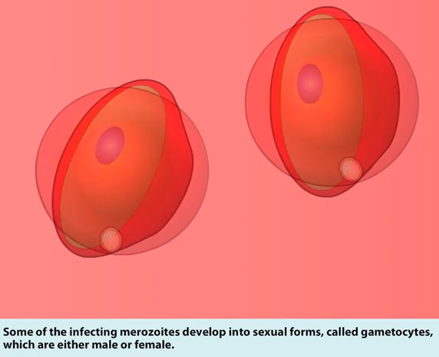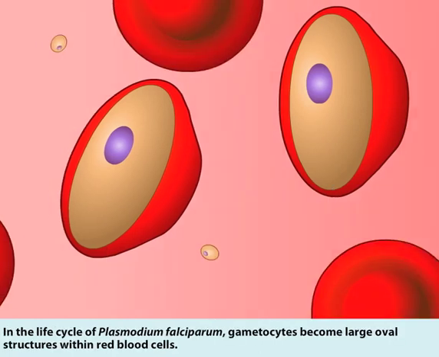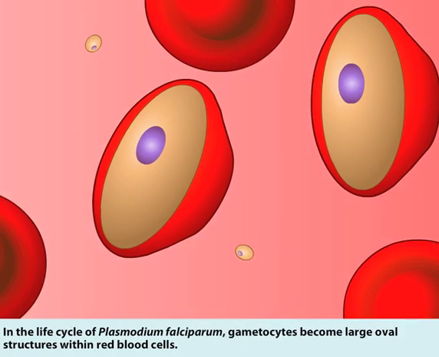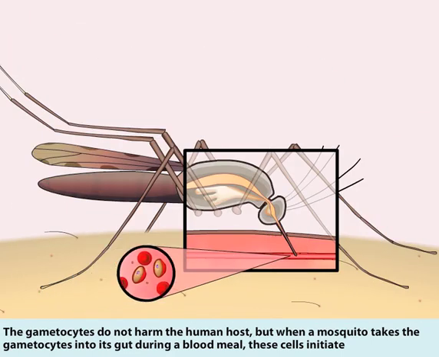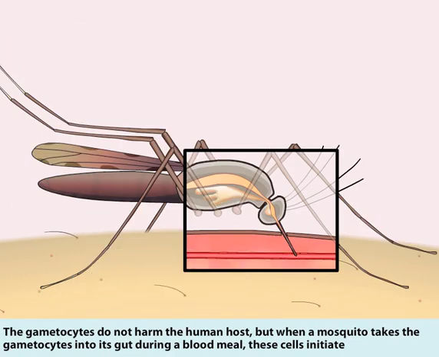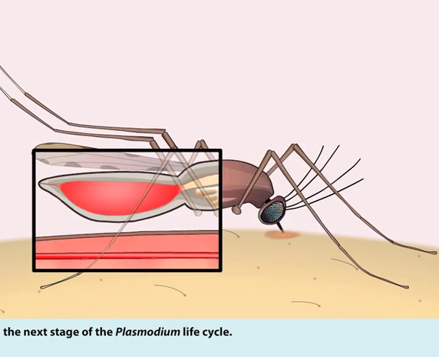Some of the infecting merozoites develop into sexual forms called gametocytes, which are either male or female. In the life cycle of Plasmodium falciparum, gametocytes become large oval structures within red blood cells. The gametocytes do not harm the human host, but when a mosquito takes the gametocytes into its gut during a blood meal, these cells initiate the next stage of the Plasmodium life cycle.